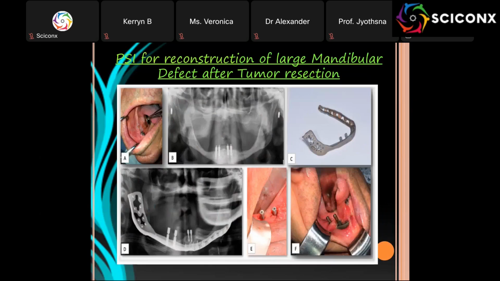So, PSI for the reconstruction of the large mandibular defect in case of a tumor resection. Again, this is a subperiosteal implant in the edentulous mandible. That is the after placement of a dental implant.